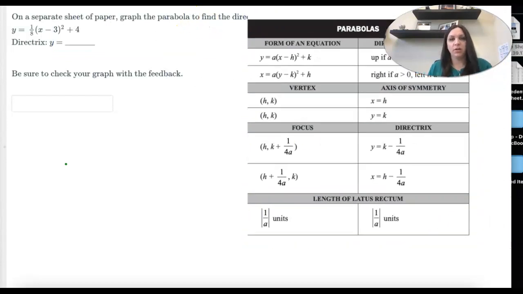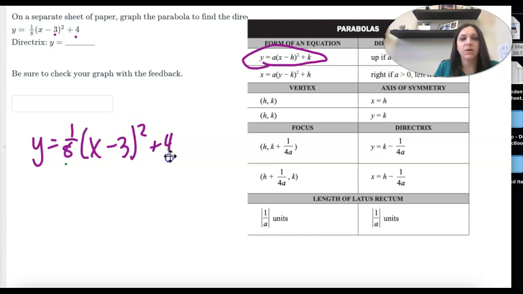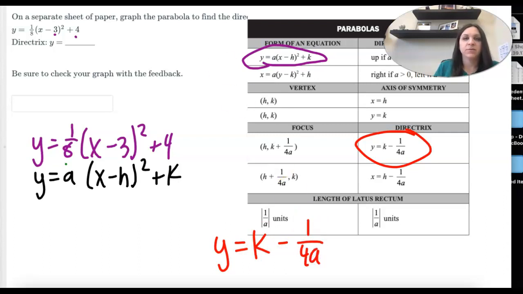So this time we're in the y equals form. It opens up. The vertex is (3, 4). And we need, let's see, so there's our equation. Here's the standard form of the equation. And we need to know y equals k minus 1 over 4a. So k is 4 and a is 1/8.